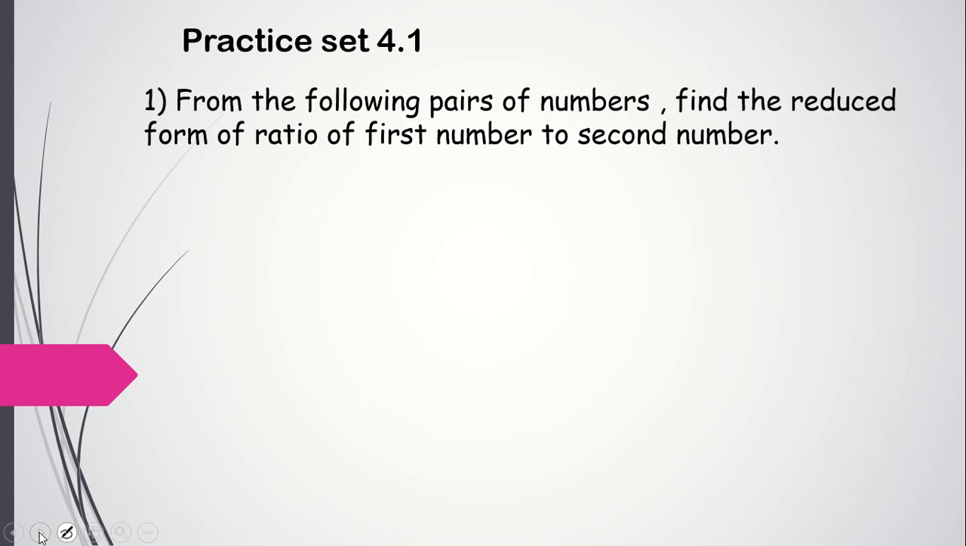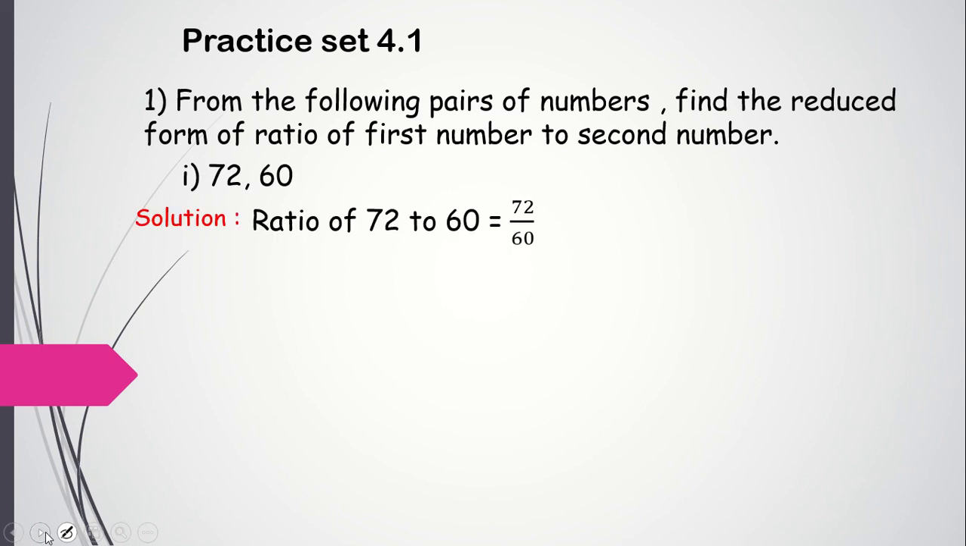Practice set 4.1. From the following pairs of numbers, find the reduced form of the ratio of the first number to the second number. Reduced form means you just have to divide and get it into the reduced form. 72 divided by 60. Divide both of them by the same number. If we don't know the bigger number which divides, you can start with 2. You divide it by 2 and then check whether we can reduce it further, then again divide, then again divide. You go on dividing till you cannot divide any further.